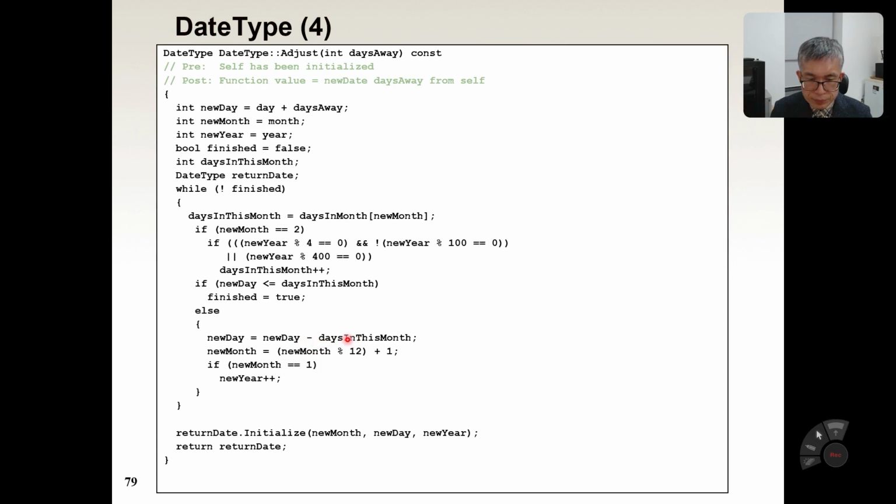Okay, so days in this month. Okay, that is the remaining days, and the month is increased. But in the December case, we can add 1. Okay, so divided by this, 0, 1 is January. Okay, in that case the new month is 1, and the year should be increased by 1. So like this we can adjust. Okay, and then return the date and initialize. Okay, so date, return date, and return.